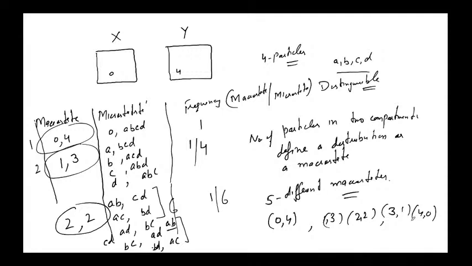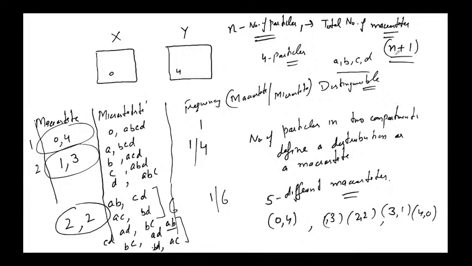So it is seen that when n distinguishable particles have to be distributed in these 2 compartments, the total number of macrostates will be n plus 1. So this is how you can calculate the number of macrostates.